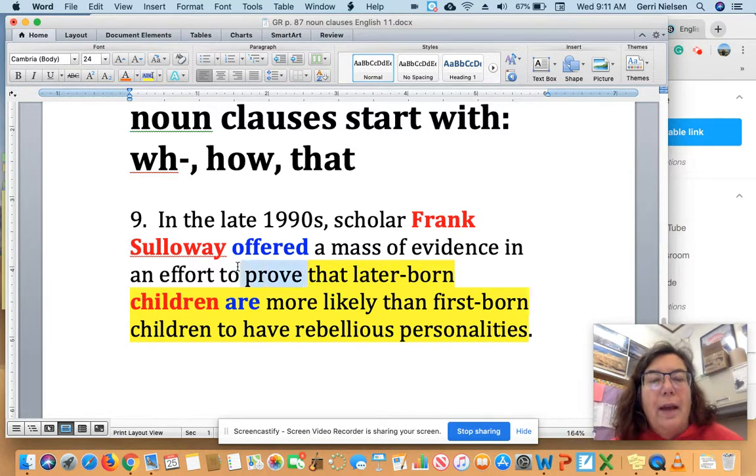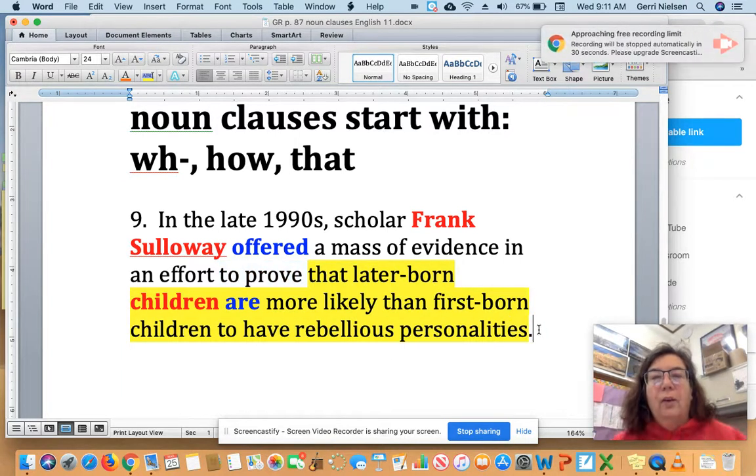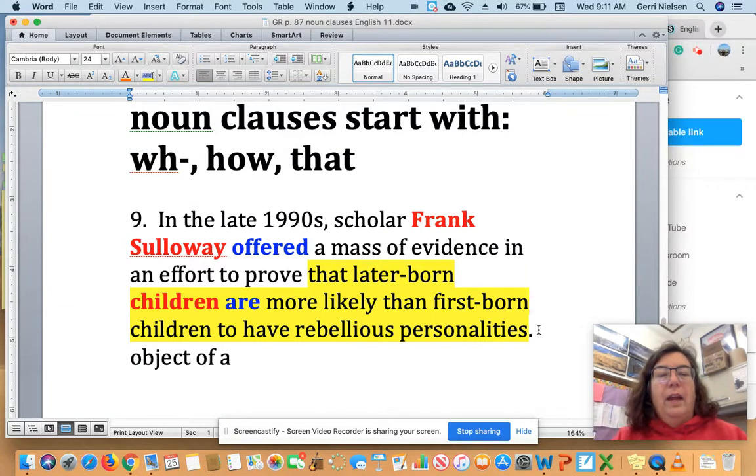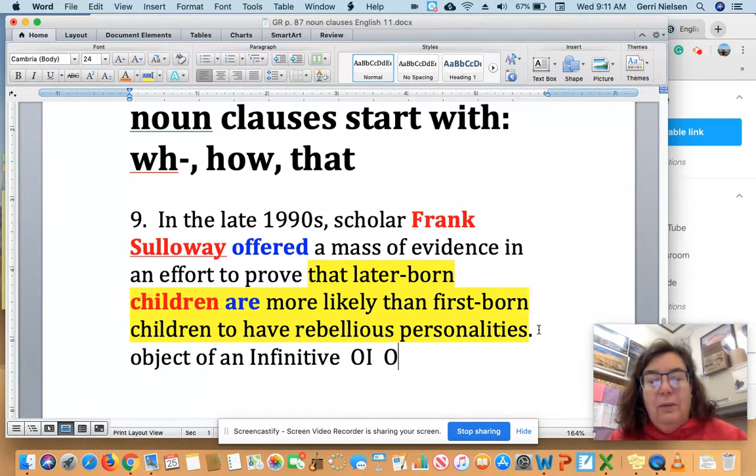So it comes after to prove, not just plain prove, like an action verb prove, but it comes after this idea here, to prove. So this is the thing he wanted to prove. That noun clause then is the object of an infinitive, or an OI, also known as an object of a verbal.